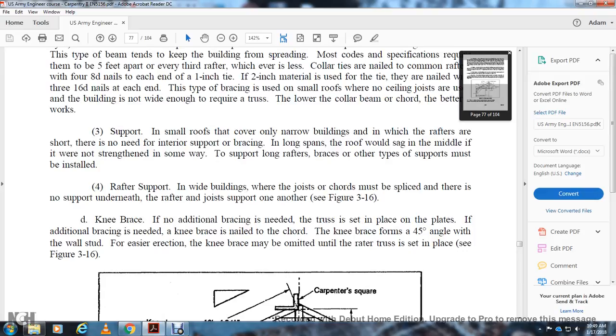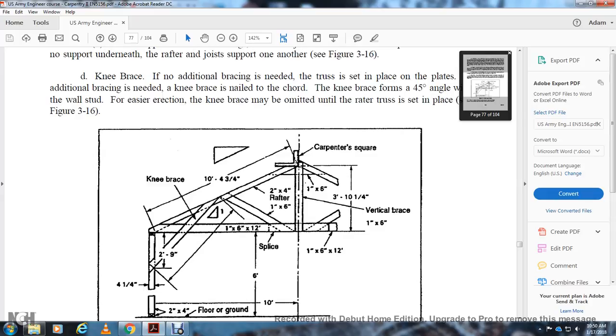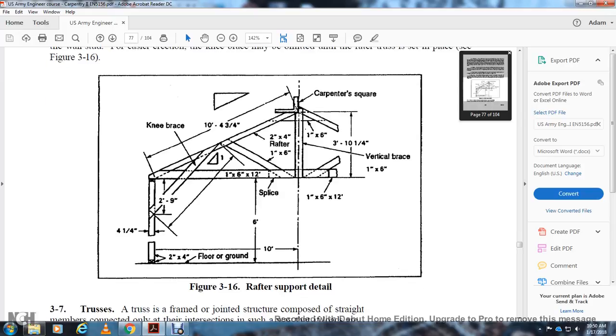4. Rafter supports. In wide buildings, the joists from the cords must be placed with no support underneath, so the rafter and joists support one another. See figure 316. Knee braces and additional bracing are needed with the truss, so place the additional bracing where needed. The knee brace is set at a 45-degree angle with the wall stud for easier erection. The knee braces may be omitted until the rafter truss is set in place. Figure 316 shows the knee brace from the wall, the rafter, the splice, the carpenter square on the top of the vertical raising the rise and rafter, vertical brace, floor, ground.